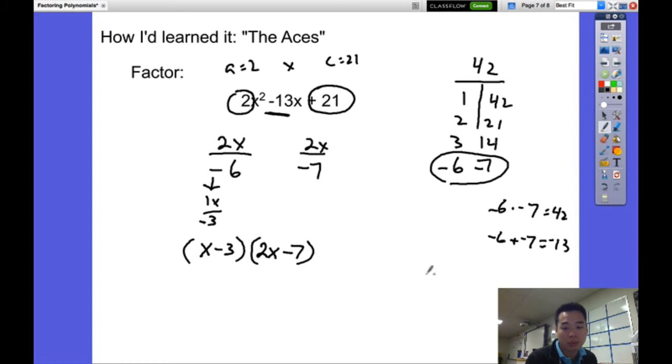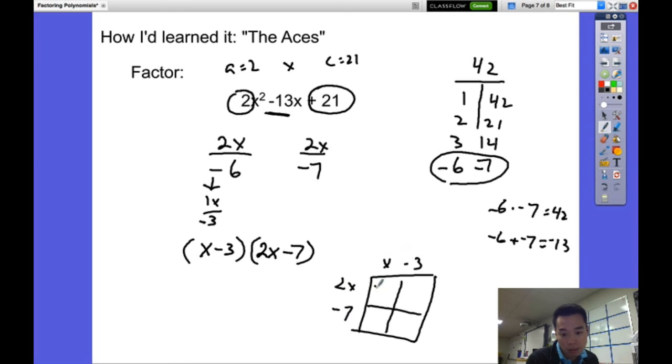I'm going to quickly double check my work here. Using the box method or the area model, I got x minus 3, 2x minus 7. 2x times x is 2x squared. 2x times negative 3 is negative 6x. x times negative 7 is negative 7x. Negative 7 times negative 3 is 21. And that becomes, you pull all that out, combine the two middle boxes right here, you get negative 13x. And that's how you would do the ACES method.